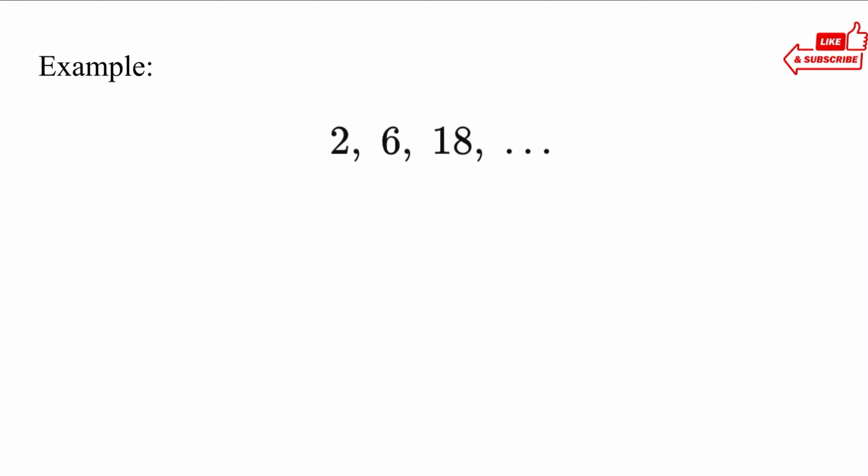So for example, we have a geometric sequence with terms 2, 6, 18, and it goes on. The first term here, u1, is 2. The common ratio is 3 because 6 over 2 is 3, and so is 18 over 6.